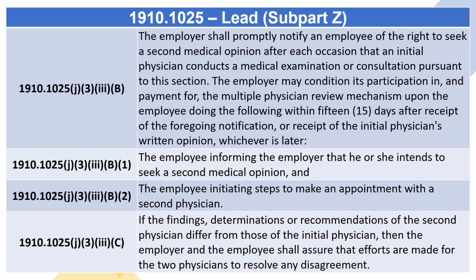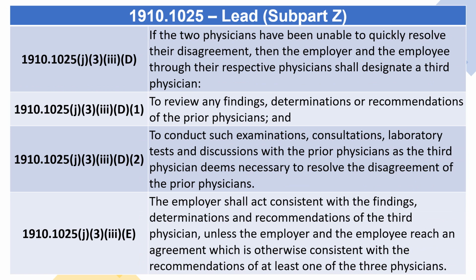1910.1025(j)(3)(iii)(C), if the findings, determinations, or recommendations of the second physician differ from those of the initial physician, then the employer and the employee shall assure that efforts are made for the two physicians to resolve any disagreement. (j)(3)(iii)(D), if the two physicians have been unable to quickly resolve their disagreement, then the employer and the employee through their respective physicians shall designate a third physician.